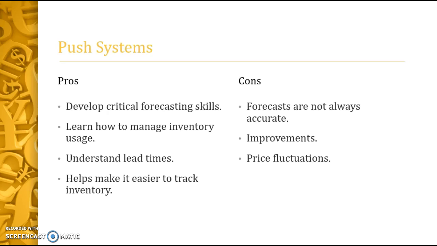So, the pros and cons of a push system are as follows. The pros: business owners develop critical forecasting skills. This is important because a business owner will learn how to predict how much stock is needed during the different times of the year to make sure inventory is ready to ship when purchased. When a business owner uses a push system, it is necessary to keep track of inventory as it is ordered, used, and sold. This will help to establish a more efficient inventory management approach.